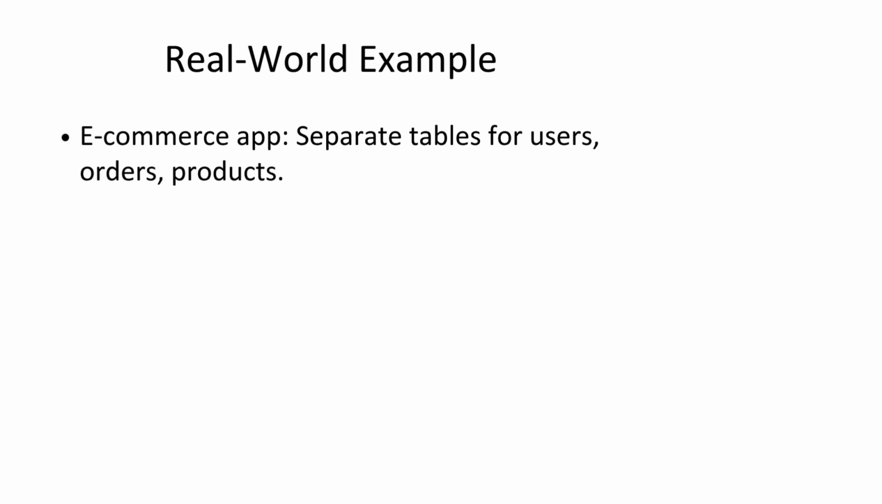Real world example. Imagine an e-commerce database where customers, orders, products and payments are all in separate tables. Without normalization, all information might go into one table, making updates messy. Normalizing this design keeps it modular, scalable, and efficient.